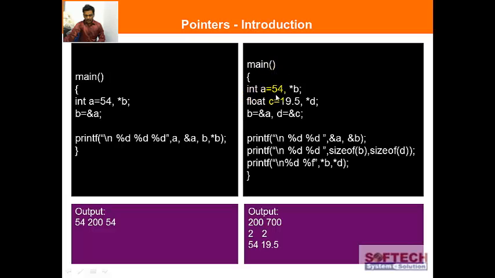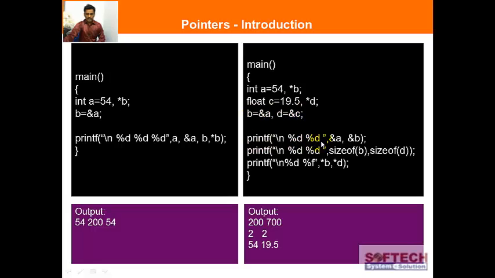This program: main, integer a equal to 54, star b, float c equal to 19.5, star d, b equal to and a, d equal to and c. So a is 54, b is an integer pointer variable, c is a float variable, d is a float pointer variable. The address of integer variable a is assigned to b. Here d is a float pointer variable, and here we assign a float variable address. So it is a valid one.